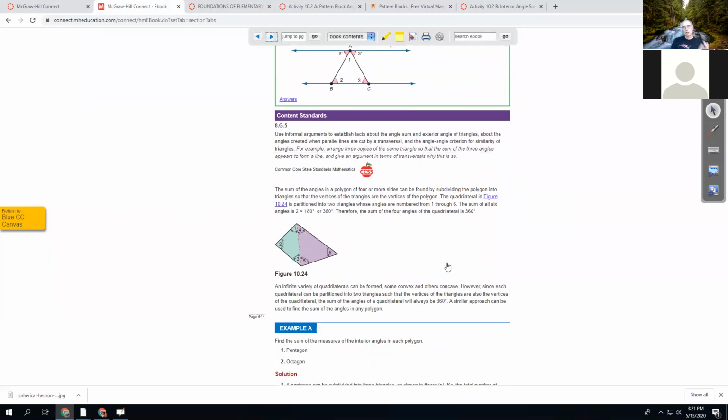And then further down, they say, okay, well, here's a quadrilateral, and this is kind of a random quadrilateral. It isn't a kite, it's not a trapezoid, it's not a parallelogram, it's just some quadrilateral that's not special in any way. We've talked about special names.